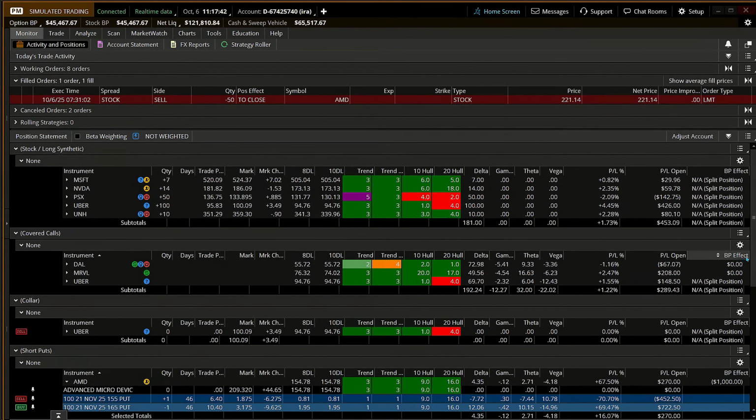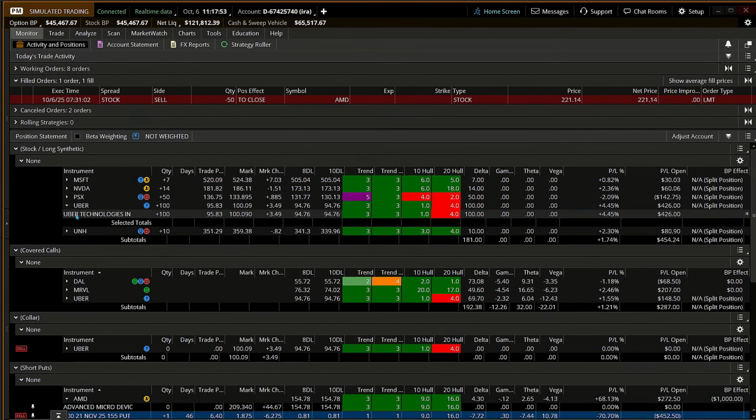Any other questions? As I'm looking to see if there's any questions, I do want to point out, we talked about the transports, okay? If you look at the transports, is the paper money account in one of those stocks? The answer is yes, and it's Uber Technologies. It was just purchased recently, $95.83. It's sitting here at $100, and you're going to see it's up a couple bucks.